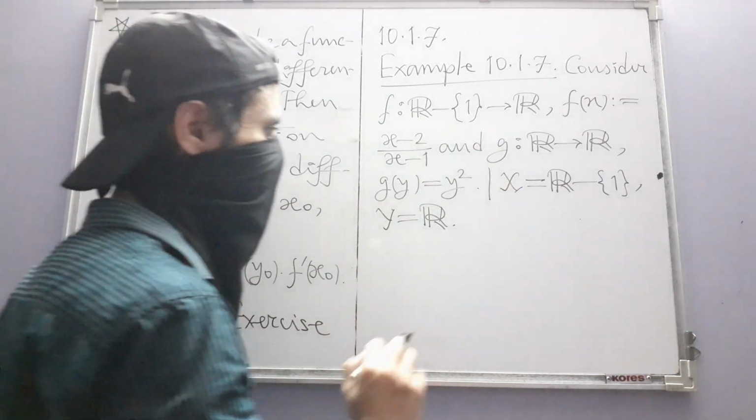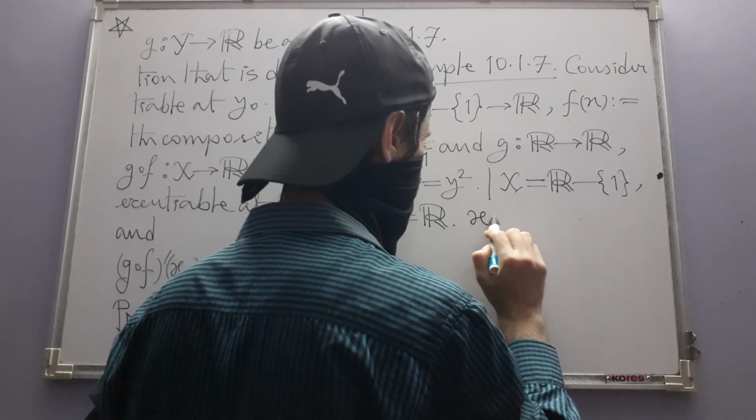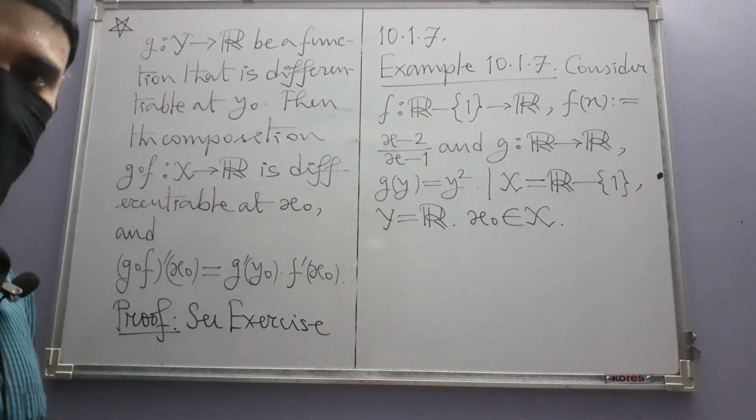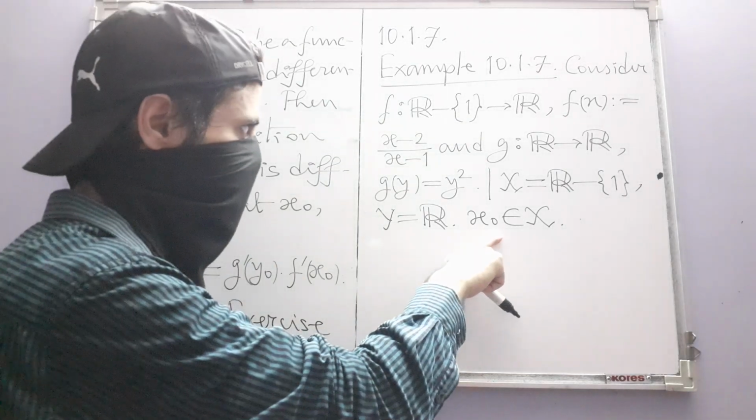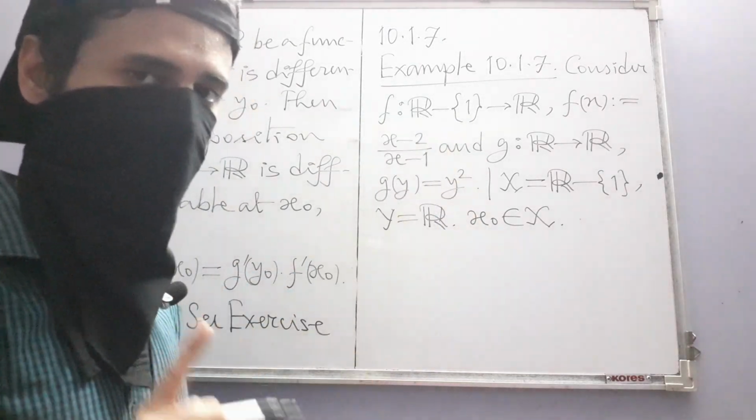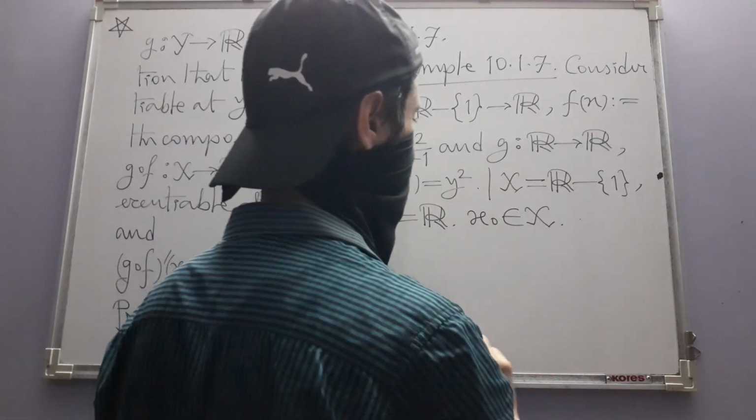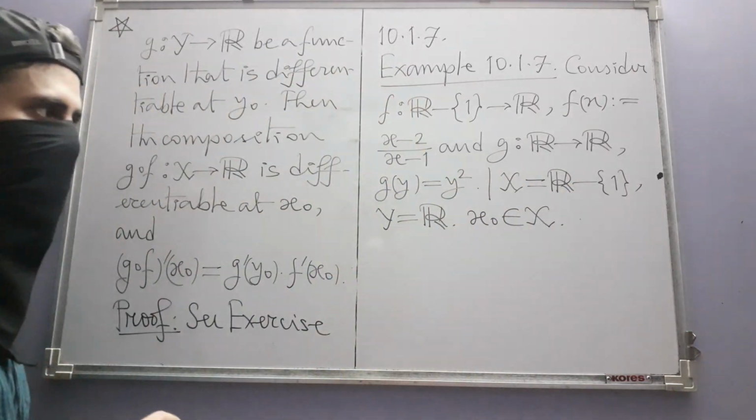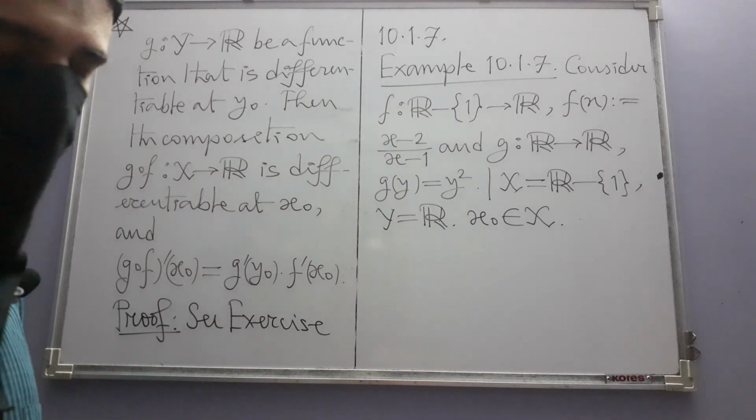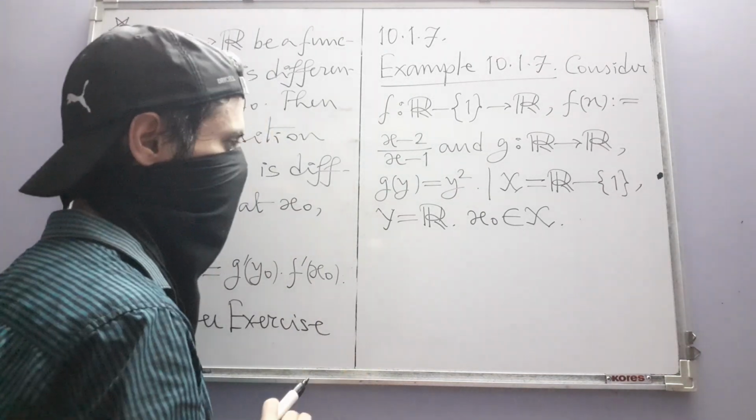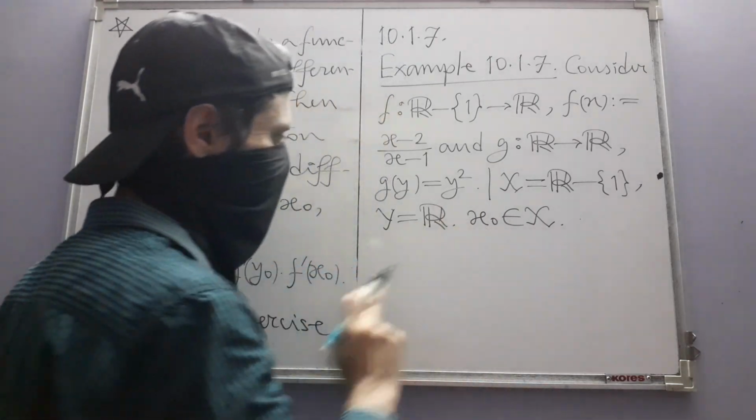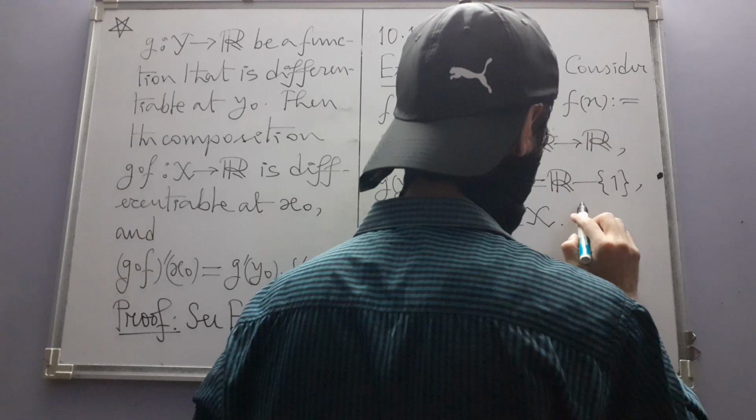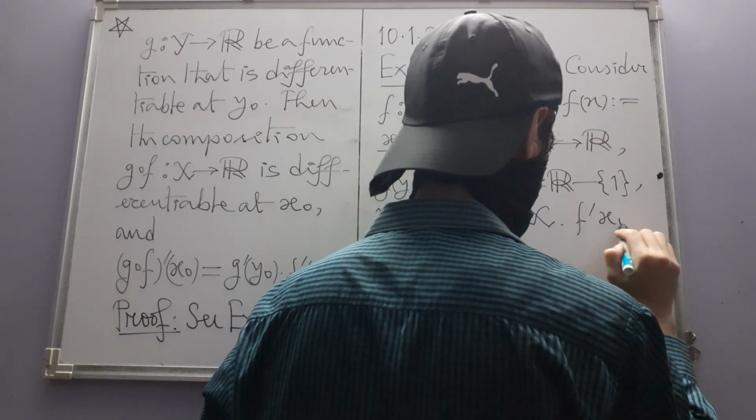Fine. And we are now arbitrarily choosing any point x naught in X. We have already seen before in that example, because after all we are considering only that function f along with this new g, that any point x naught in X is a limit point of capital X. So it can be chosen. Is f differentiable at x naught? Yes. And we know its derivative also. We know this.